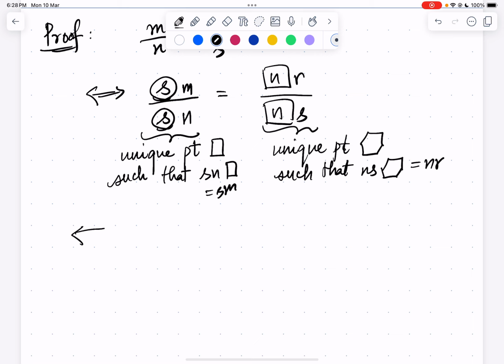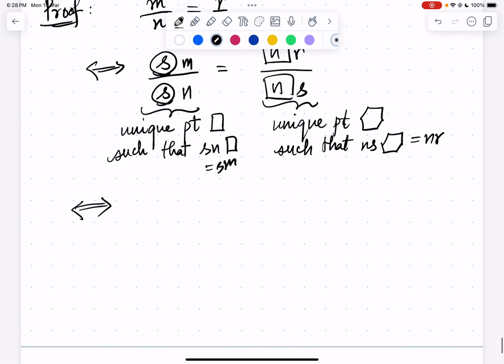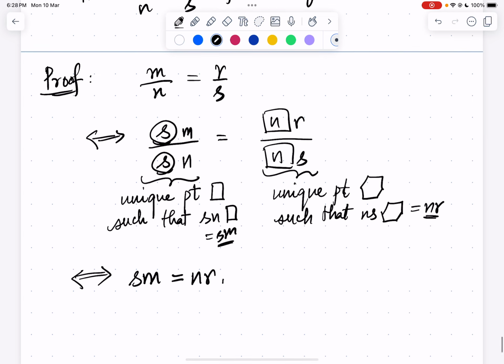So what does this mean? These points are equal means these two numbers sm and nr are equal. So m by n equals r by s if and only if sm by sn equals nr by ns, if and only if the numerators are equal. The denominators are already equal, so this equality will happen if and only if the numerators are equal, that is, sm equals nr. So we have restated the equality condition in terms of products.